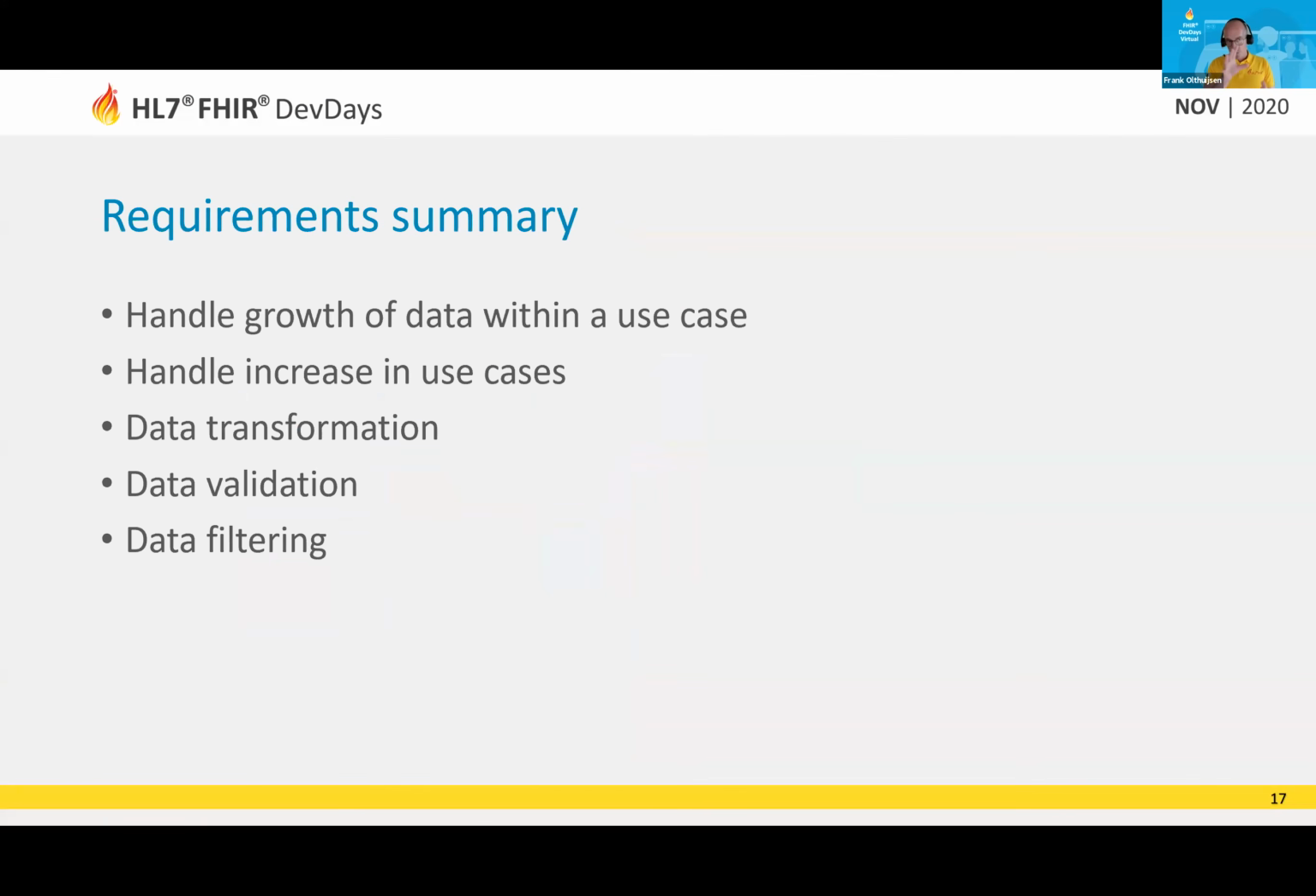So if you look at the use case that we just briefly discussed and the requirements coming out of it, then we need to be able to handle the growth of data within a use case. We need to handle an increase in the number of use cases. And apart from just getting the data from A to B, we also need to transform the data, we need to validate the data, and we need to filter the data. So with these requirements in mind, I'd like to hand over the presentation to Christian, who will show you a number of ways on how to design your infrastructure to handle these requirements best.